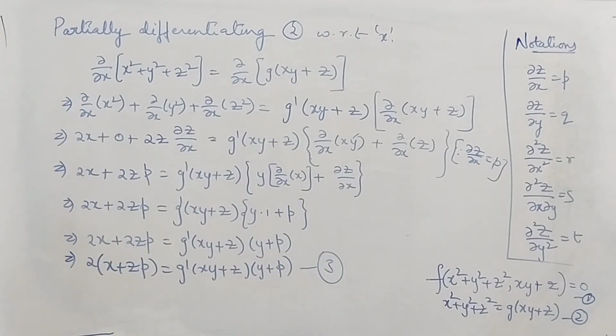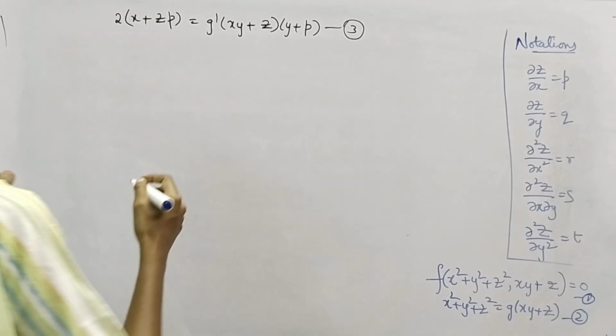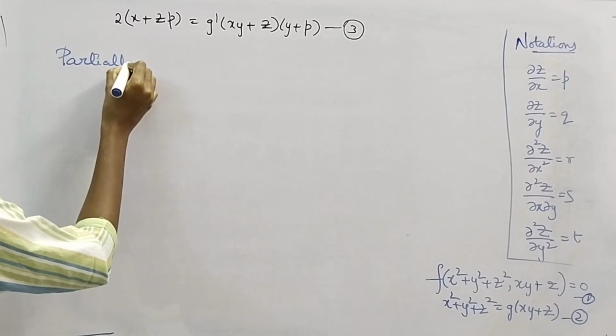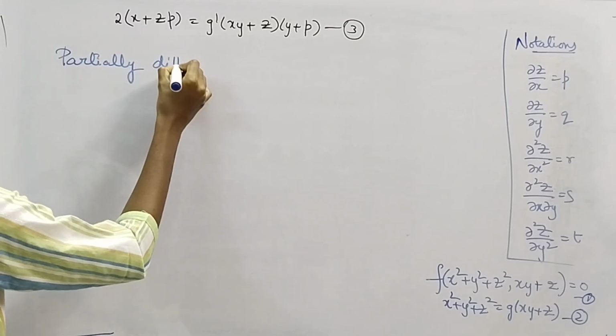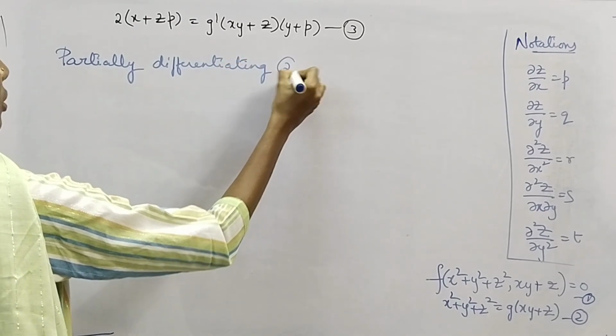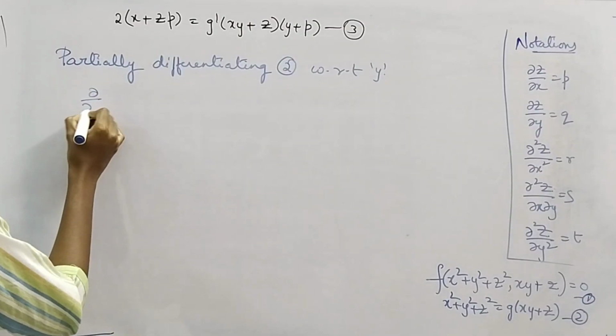Now let's partially differentiate equation 2 with respect to y, right? Partially differentiating 2 with respect to y, just apply dou by dou y on both sides of 2.